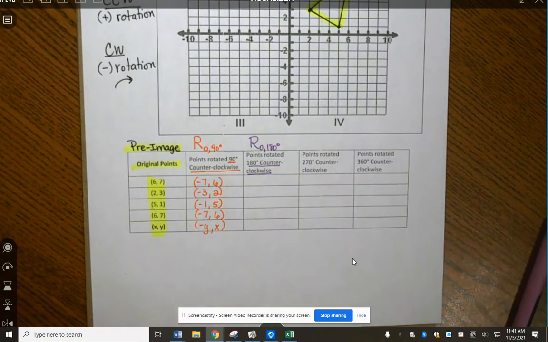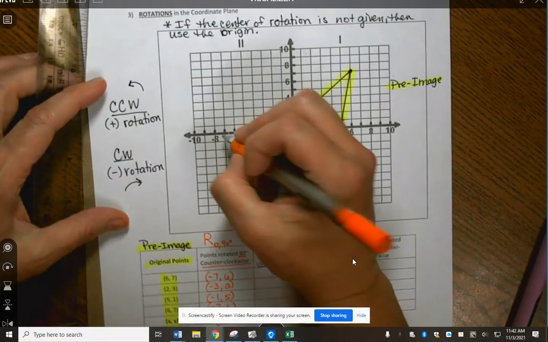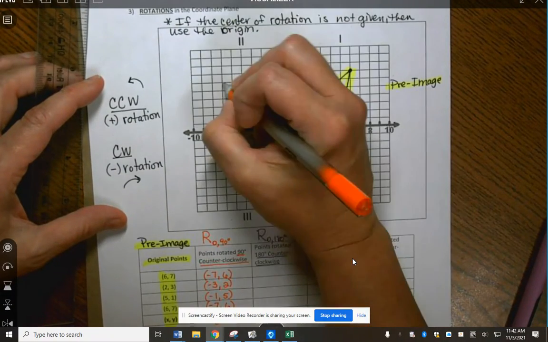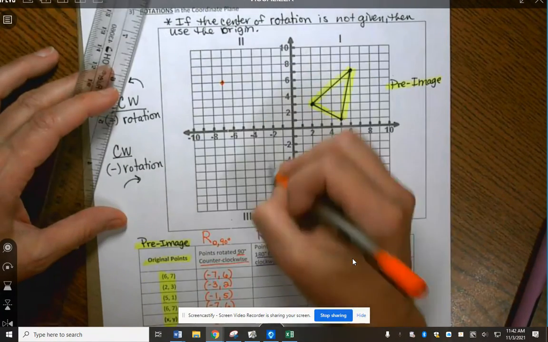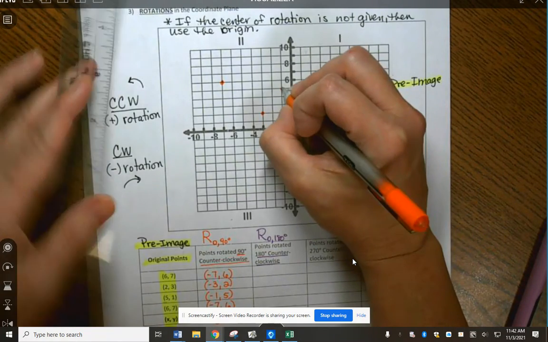Oops, I forgot to graph that first one. So let me graph that first one. Negative 7, 6, negative 3, 2, and negative 1, 5.